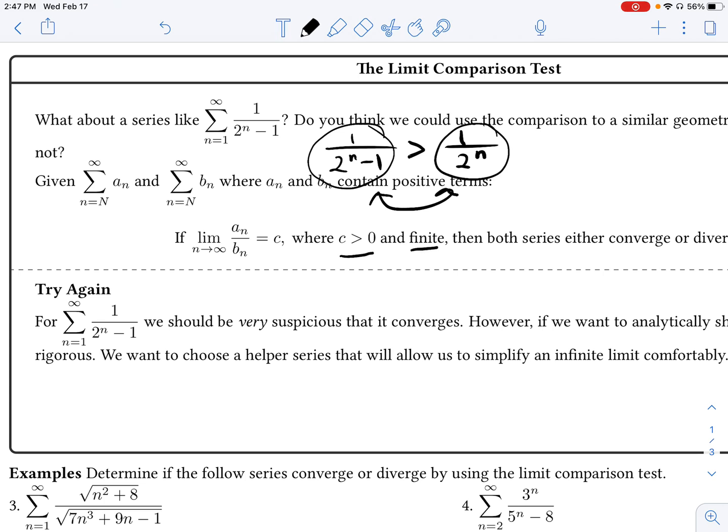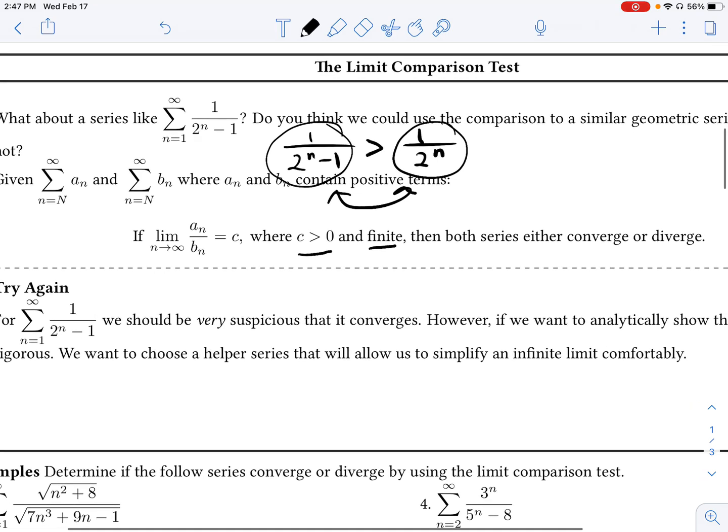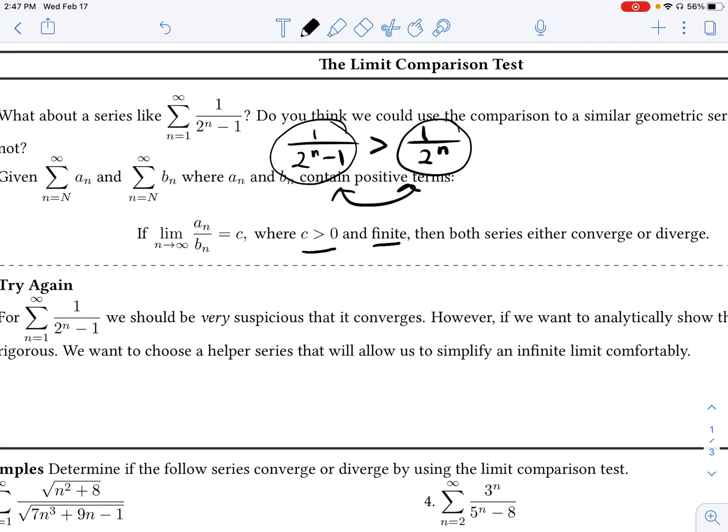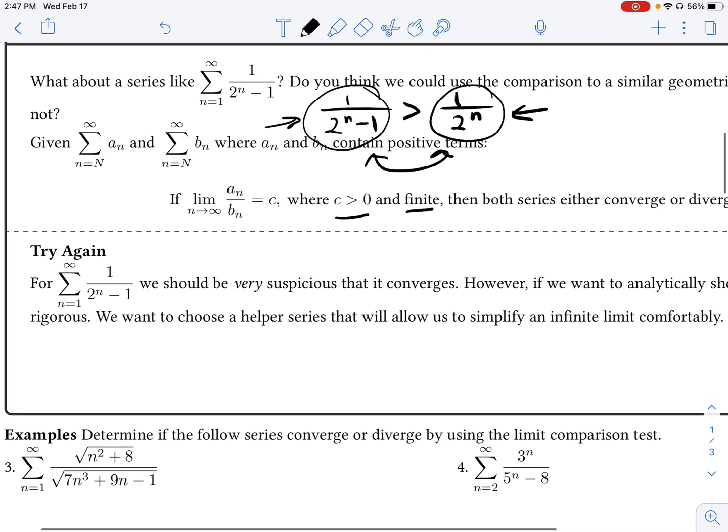If that is a positive finite value, then you know that both series either converge or they both diverge. In other words, this series here will do exactly what 1 over 2 to the n does. So let's actually write that out. So let's actually do this problem.